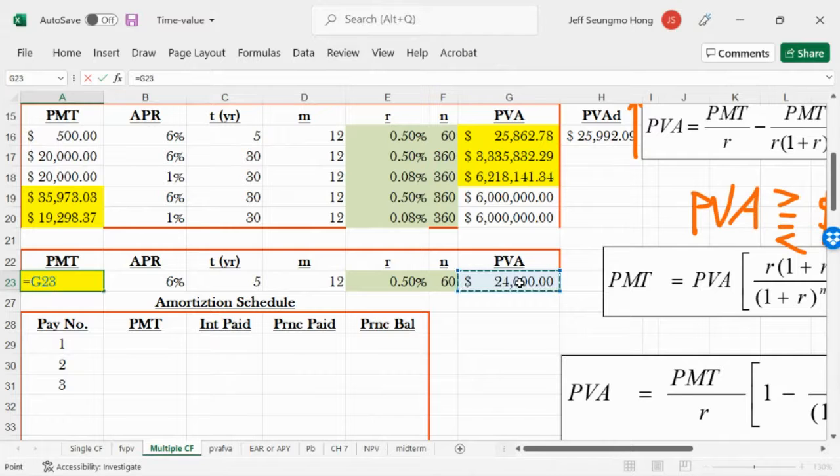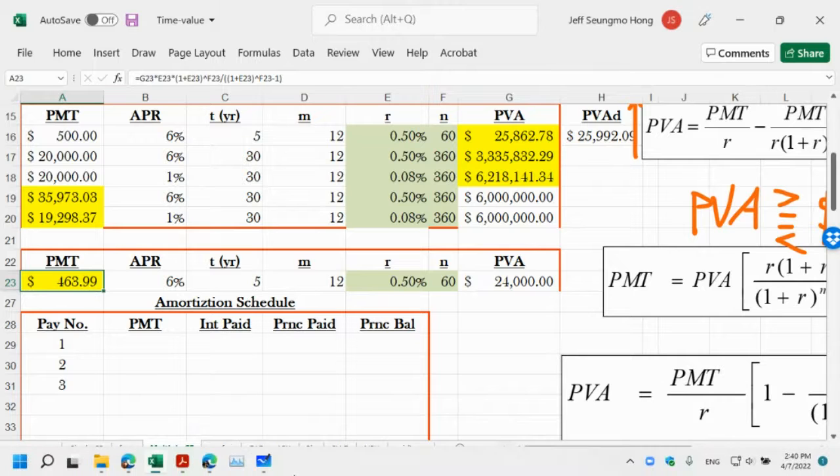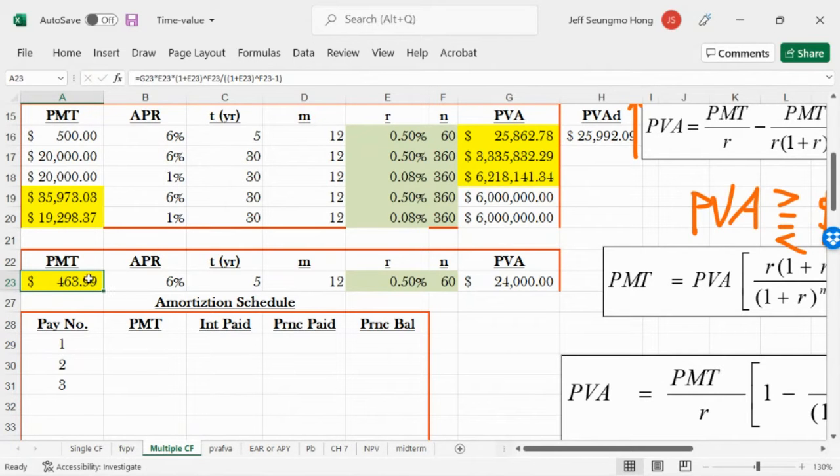So the payment using that formula, all you need to do is PVA times R times (1 plus R) raised to N divided by, open parenthesis, open another one, 1 plus R raised to N minus 1, close parenthesis. Okay? So if you hit enter, voila, 463.99. That's the correct payment, right? That's the correct payment.